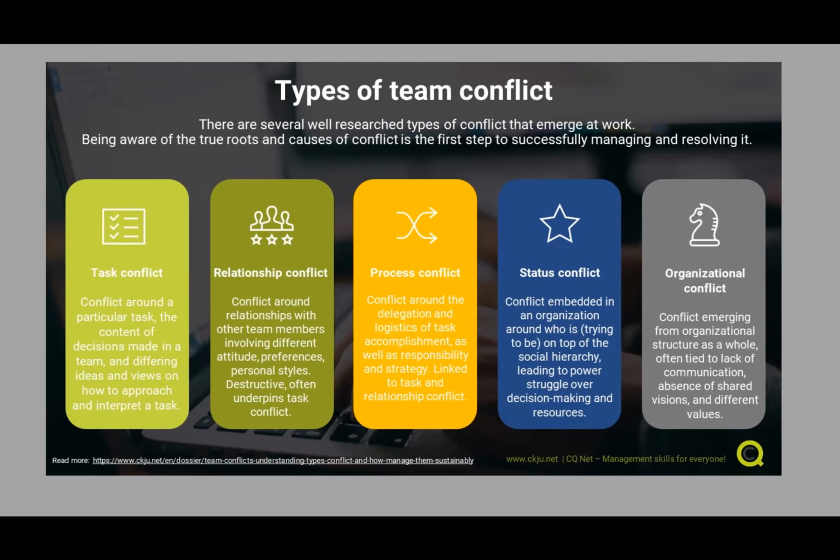So great. Status conflicts are oftentimes more, it could be that there's a conflict with the boss, right? But that could be more of a power struggle, like it's saying here, right?